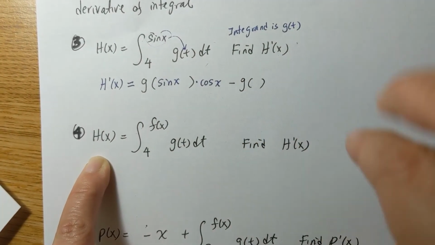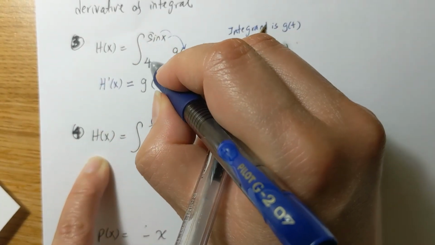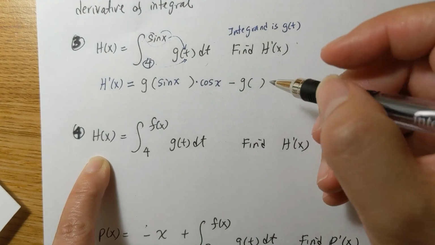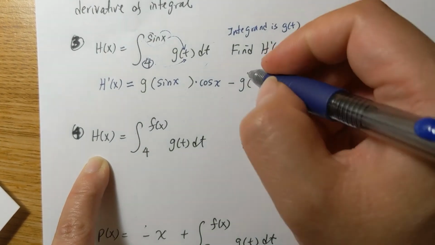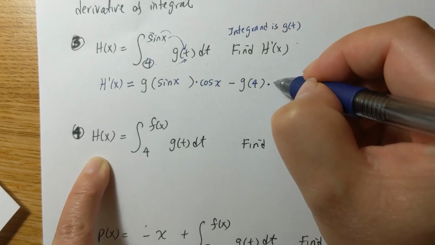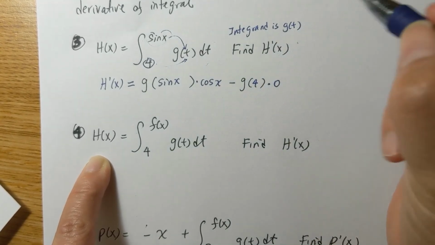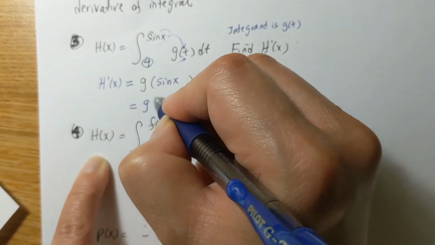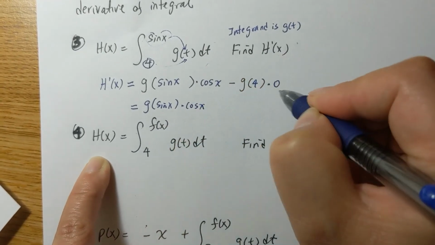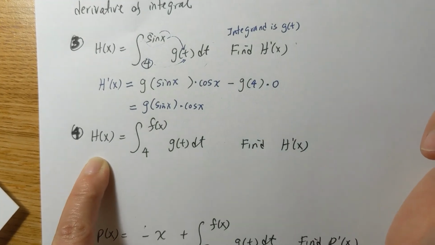And then you are going to have g. So now you're going to substitute the 4 in here. So now you're going to get g of 4 inside. Immediately, you're going to multiply by the derivative of 4, which is 0. Now we're going to simplify. g of sine x times cosine x. 0 times this will be 0, so it's gone.